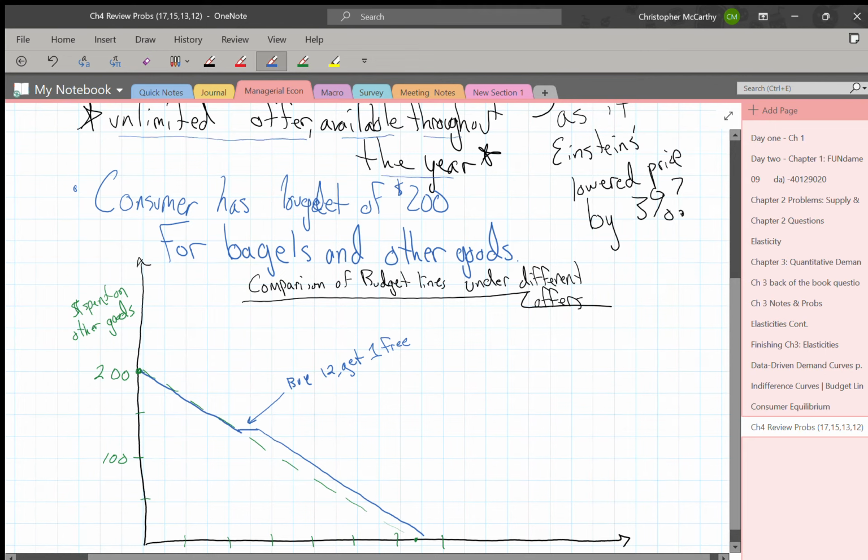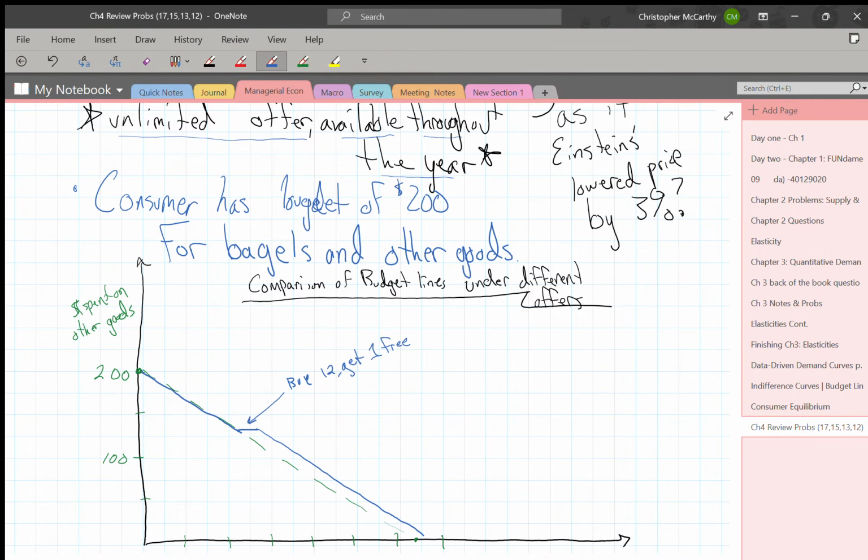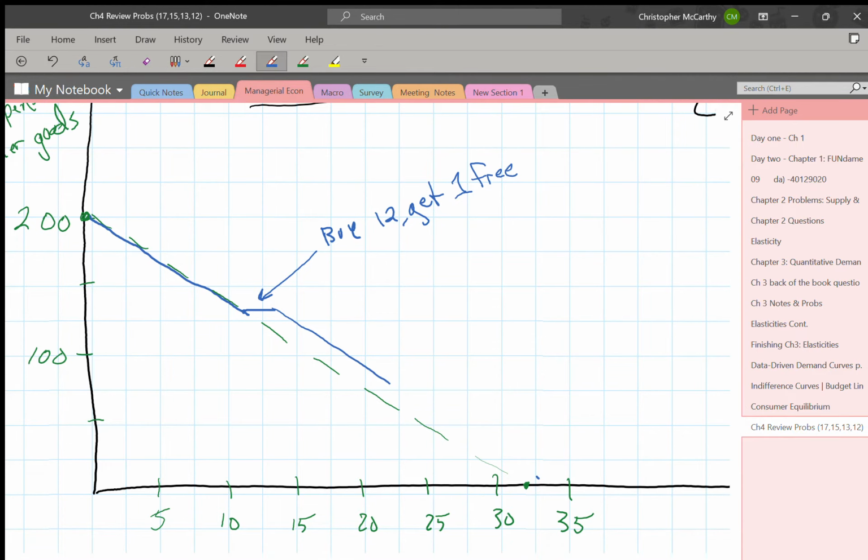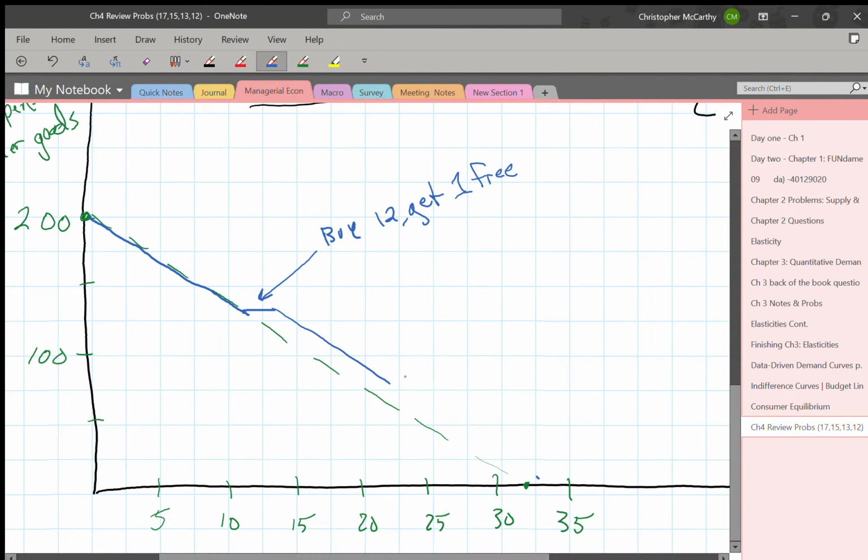What does that mean if it's an unlimited offer? It's repeatable, right? So if you buy 24 bagels, we actually have to go to where 24 is and do another jot in order to get the new budget line of my thing. So now it should be 33.33 plus 2. Oh, I did 33.3 wrong.